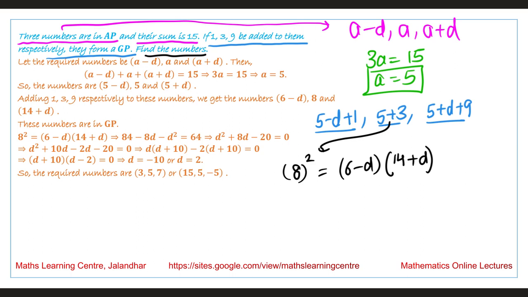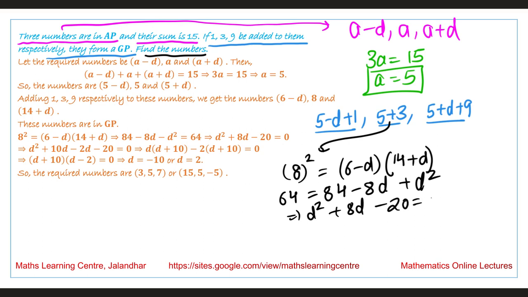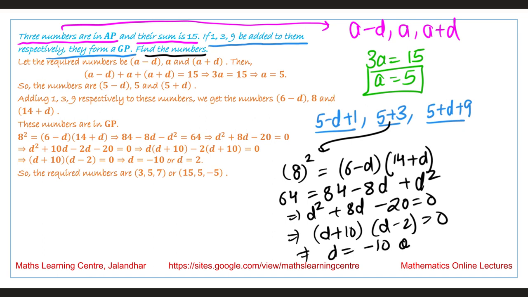If we solve this equation, we obtain 64 is equal to 84 minus 8d plus d square. So this implies d square plus 8d minus 20 is equal to 0. This implies (d plus 10) into (d minus 2) is equal to 0. So the value of d is minus 10 or 2. So we have a is equal to 5, d is equal to minus 10, and a is equal to 5, d is equal to 2.